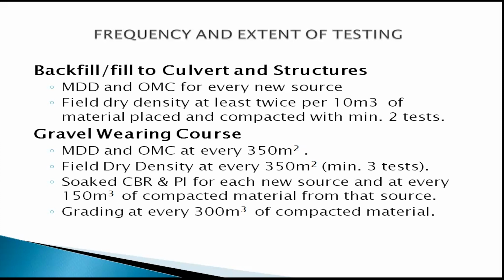So once it is brought to site and compacted, we need to determine the MDD and then the OMC and use it to control the field compaction. So for every 10 meters cubed of the specified compacted layer, we will do the field density to determine our level of compaction. And this should be done twice with a minimum of 2 tests per that session.